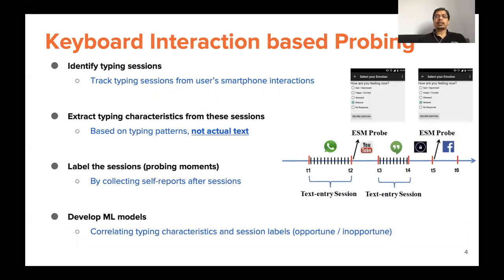So let us try to understand the keyboard interaction-based probing scenario. In the right-hand side diagram, you see that there is a text entry session from T1 to T2, where the user is typing in WhatsApp. And once he completes typing, he is asked how he was feeling by sending an ESM probe. While answering this probe, he can mention whether the probing moment was opportune or not. And from the text entry sessions, we can extract several typing related features, not text related features, but typing related features like pressure and typing speed, etc. And then we can combine those labels with the typing based features to determine whether the probing is done at the opportune moment or not.